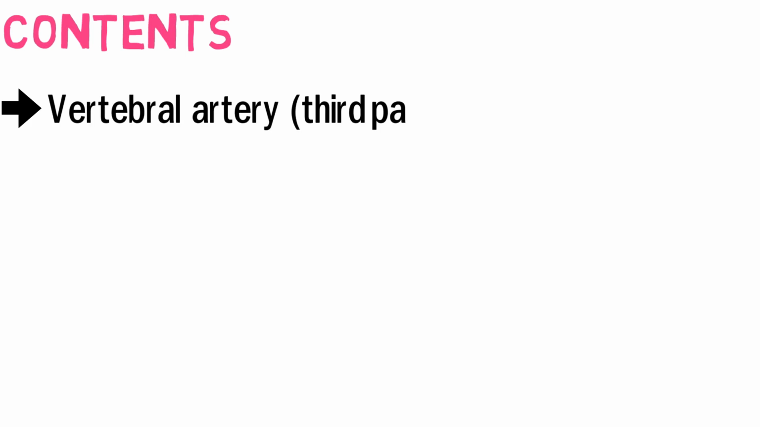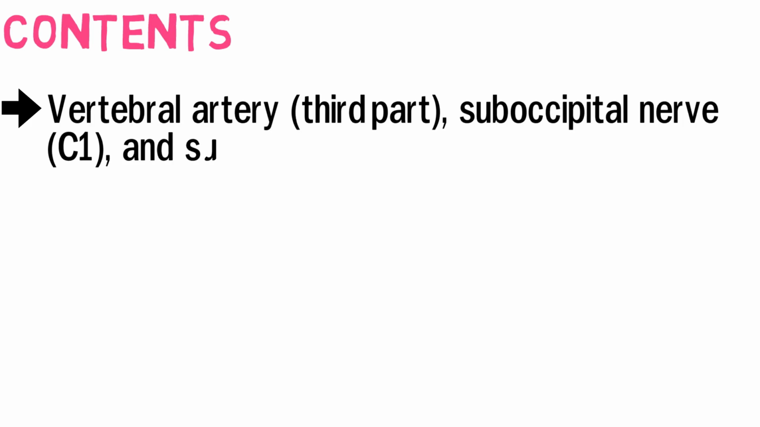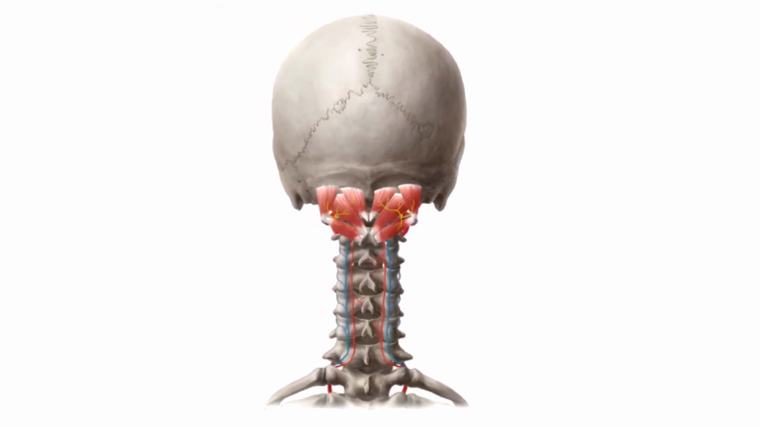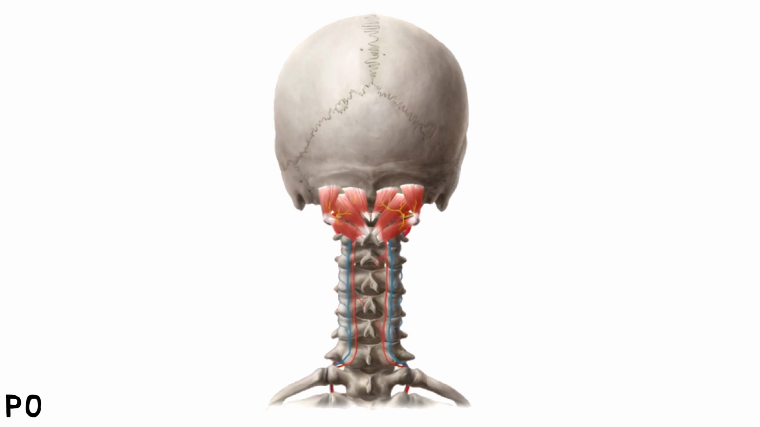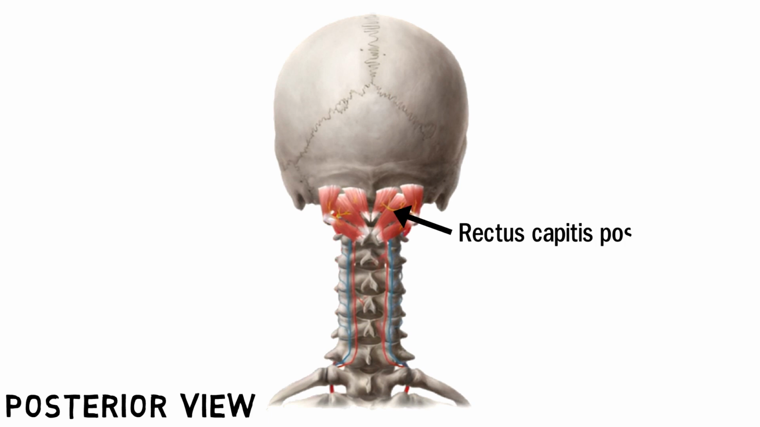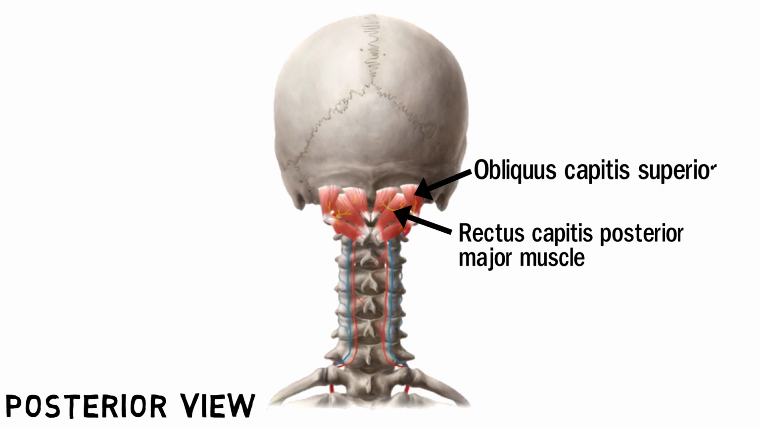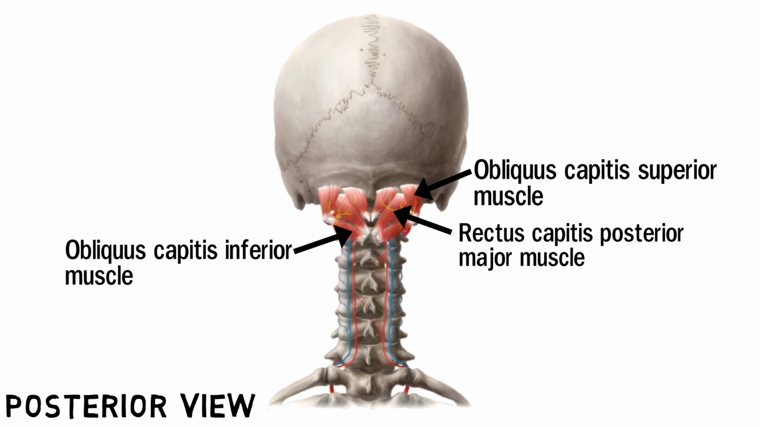The contents of this triangle include the third part of the vertebral artery, suboccipital nerve, and the suboccipital venous plexus. Now let's have a look at it. This is the posterior view of the suboccipital muscles which form this triangle. This is the rectus capitis posterior major muscle which forms the superomedial border. This is the obliquus capitis superior muscle which forms the superolateral border. And this is the obliquus capitis inferior muscle which forms the inferolateral border.